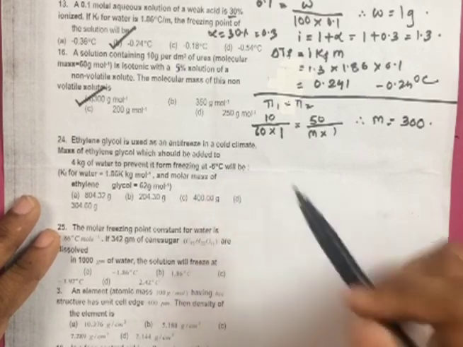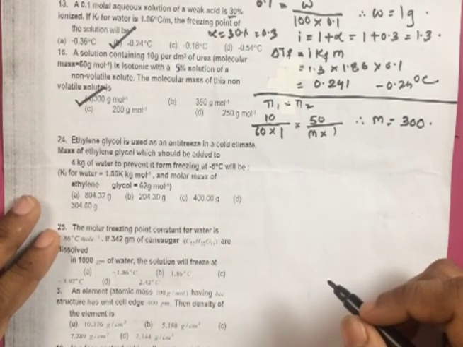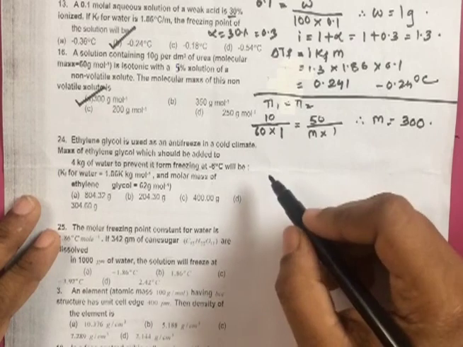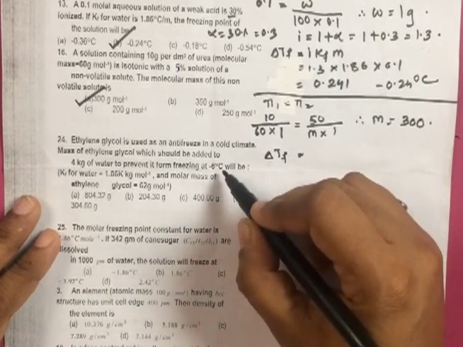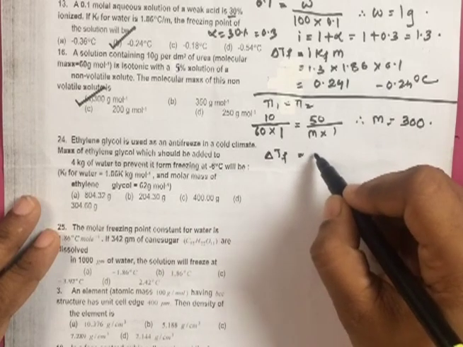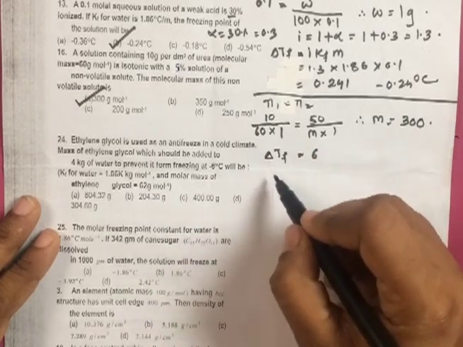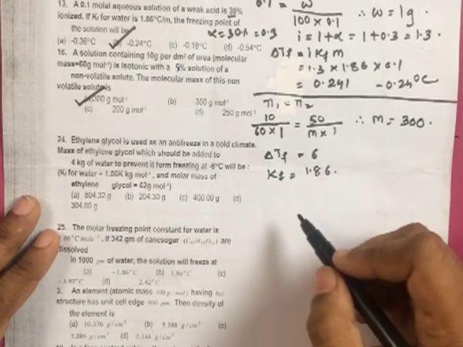Question number 24. Ethylene glycol is used as an anti-freezing agent in the cold climate. The mass of the ethylene glycol which should be added to the 4 kg of water to prevent it from freezing at minus 6 degrees Celsius will be. First of all, they have given us delta Tf. This is minus 6 degrees Celsius freezing point. So delta Tf will be 6 degrees Celsius.